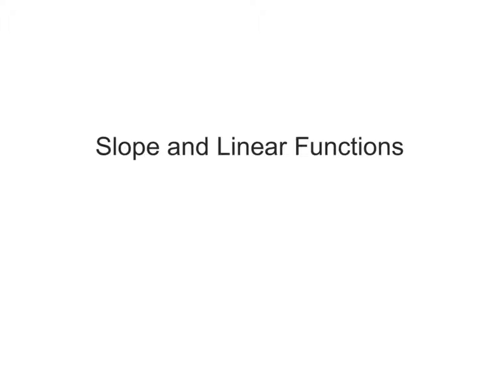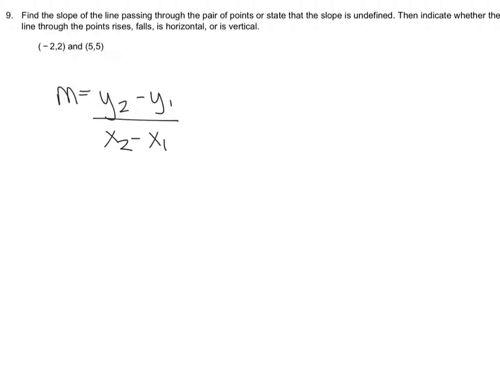Slope and linear functions. Find the slope of the line passing through the pair of points or state that the slope is undefined. Then indicate whether the line through the points rises, falls, is horizontal, or is vertical. Here we have two ordered pairs.